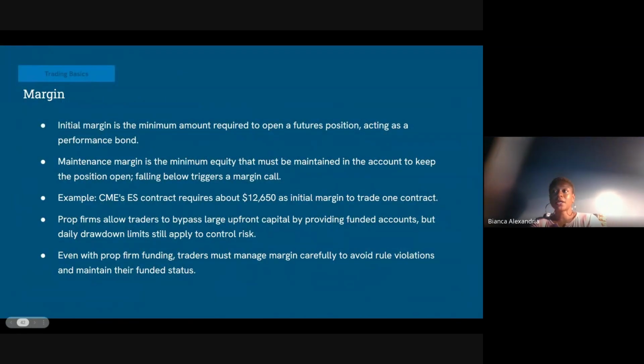All right. So margin is like a security deposit. You put down a fraction of the total value to control the whole contract. So each futures contract represents a larger value. Not to get too deep, but we are only trading a percentage of that. So the margin creates the leverage, and leverage is the ability for us to control a large amount of money with a small stake. And so prop firms allow traders to bypass large upfront capital by providing funded accounts, but daily drawdown limits still apply to control risk, like I've been stating.